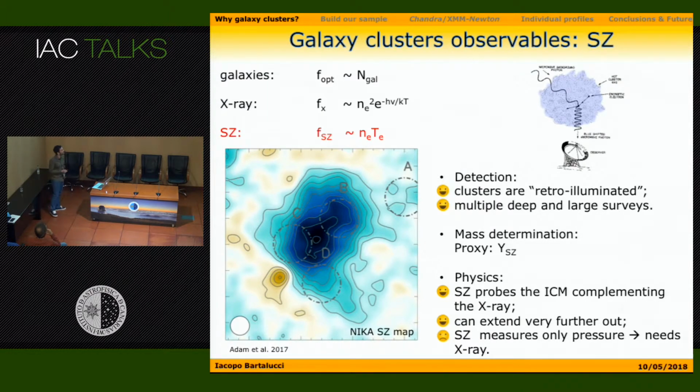estimation, and SZ is also very good for physics because basically you are probing the same medium as the X-ray. As I said, the SZ is the interaction of the ICM with the CMB, so you are looking again at the ICM. But the problem is that with SZ you are measuring only the pressure. You need X-ray to get access to all the other thermodynamic properties.